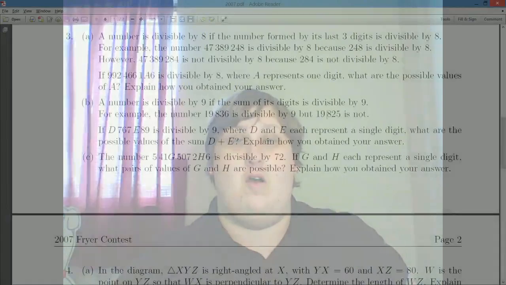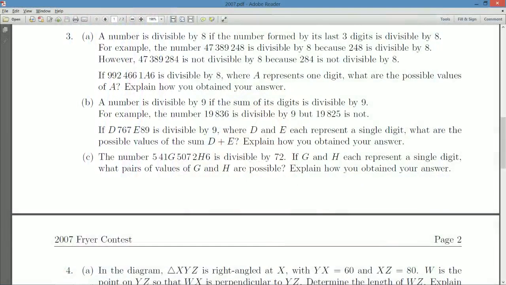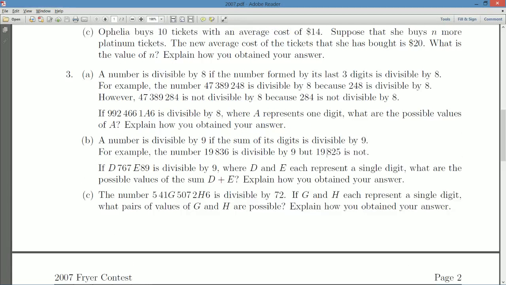Root Beer here. We're going to continue on looking at the 2007 Fryer Contest. We've already done questions 1 and 2, and we're on to question number 3. So let's take a look. It's split up into 3 parts, A, B, and C.